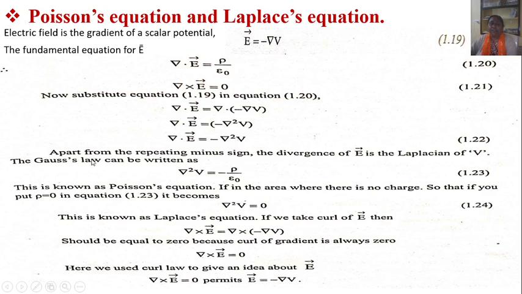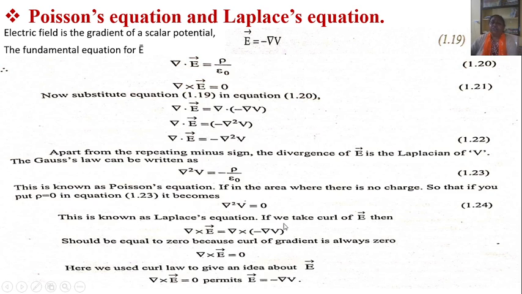Apart from the minus sign, the divergence of E is the Laplacian of V, and thus Gauss law can be written as del squared V equals minus rho upon epsilon 0. This is known as Poisson's equation. In a region where there is no charge, if you put rho equal to 0, then the equation becomes del squared V equals 0, and this is known as Laplace equation.